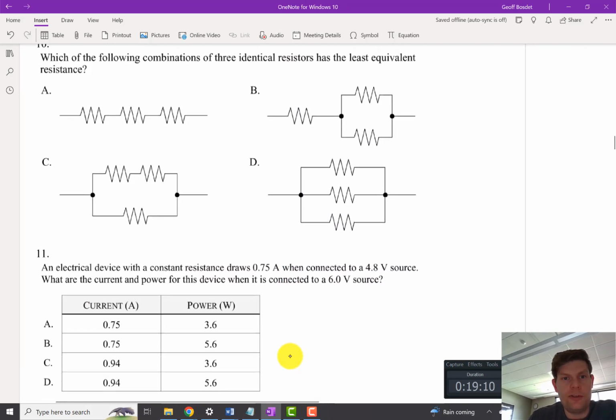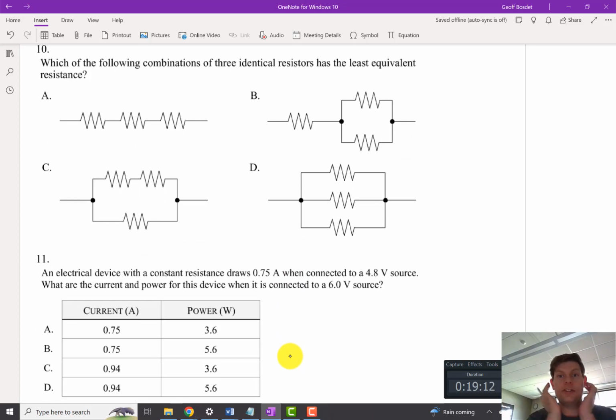Next guy, we got: which of the following combinations of 3 identical resistors has the least equivalent resistance? Now, I think of these like roads. You could totally solve for this if you just say each of them is 2 ohms or 1 ohm or whatever makes the most sense to you. But honestly, I like thinking of these as roads.